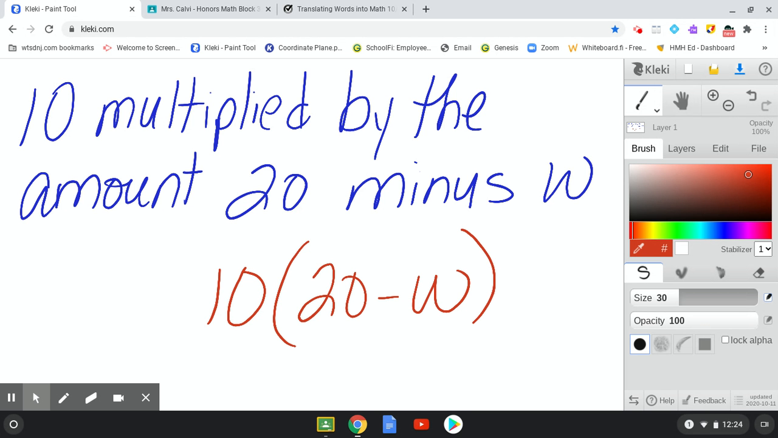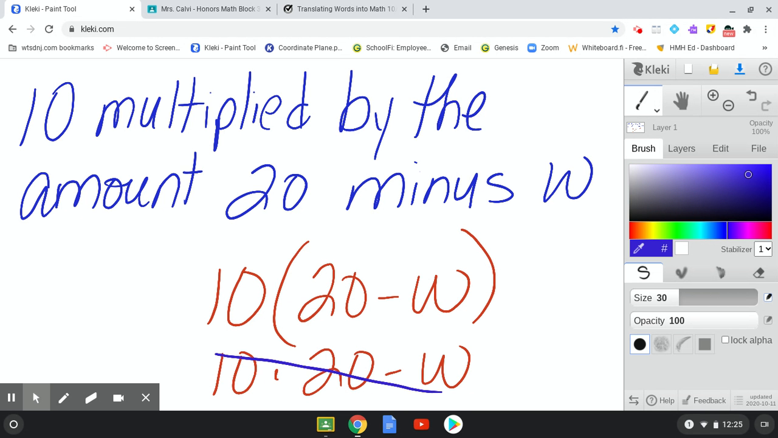So the 20 minus w has to go in parentheses. I don't want to write 10 times 20 minus w, because the amount 20 minus w needs to go within parentheses, since according to order of operations, that would get done first. So we do not want to write it that way. So 10 multiplied by the amount. Amount is kind of a key word. If you see that, most likely the rest of it is going to go inside of parentheses.